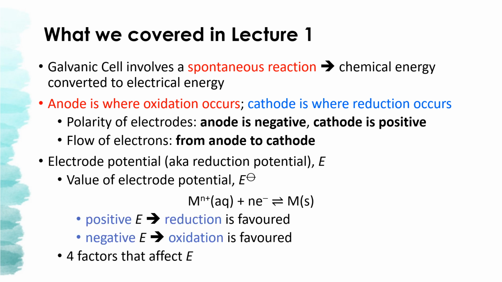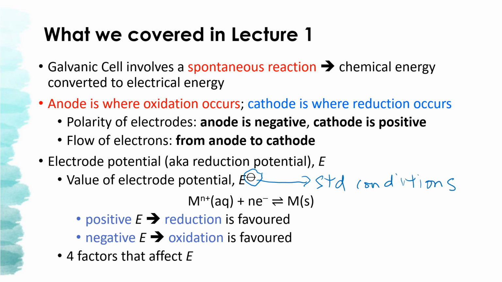I've also introduced what is standard electrode potential. Standard means standard conditions. What are the standard conditions that have been introduced in lecture 1? They are 298 Kelvin, 1 bar, aqueous ions with a concentration of 1 mole per dm cube. And if you ever see this superscript, it represents standard conditions.